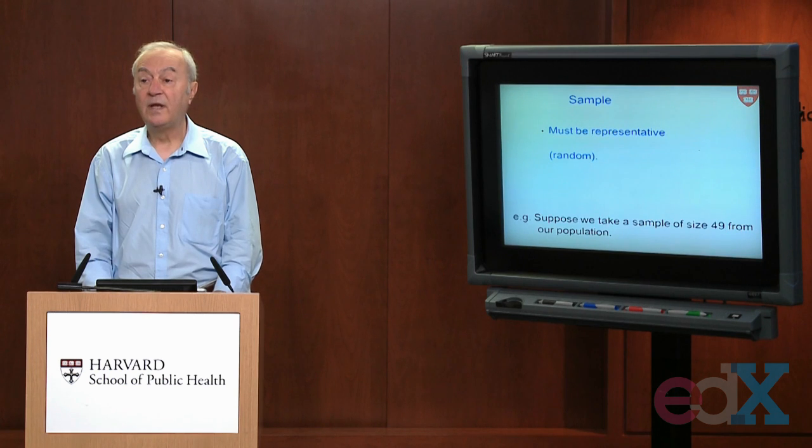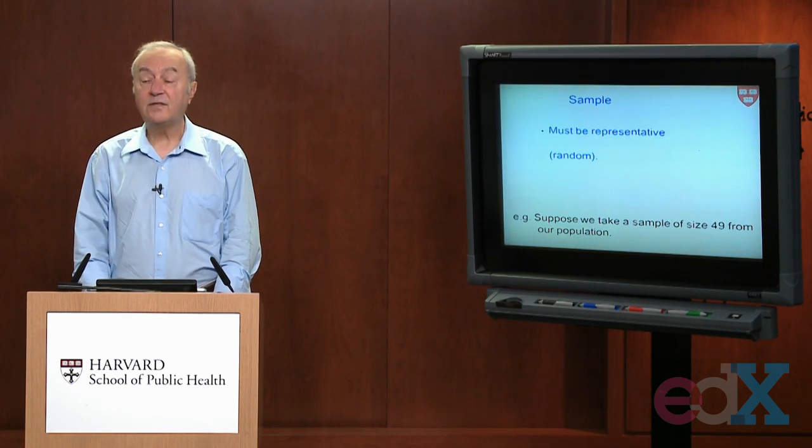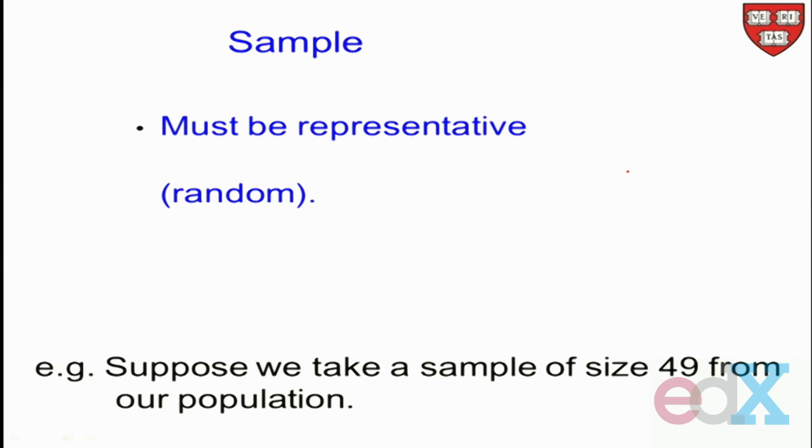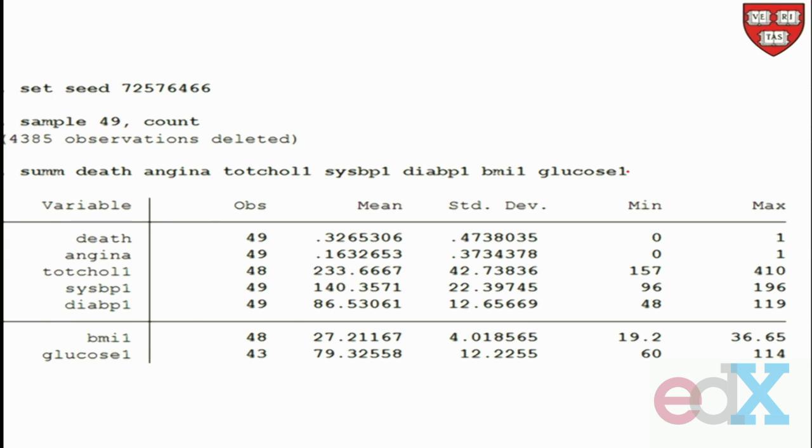Okay? So suppose, let's try with our new population. Suppose we take a sample of size 49 from our population. Okay? What we can do is use Stata to help us do this. Now, Stata has a random device. It's not truly random. It's called a pseudo-random number generator.